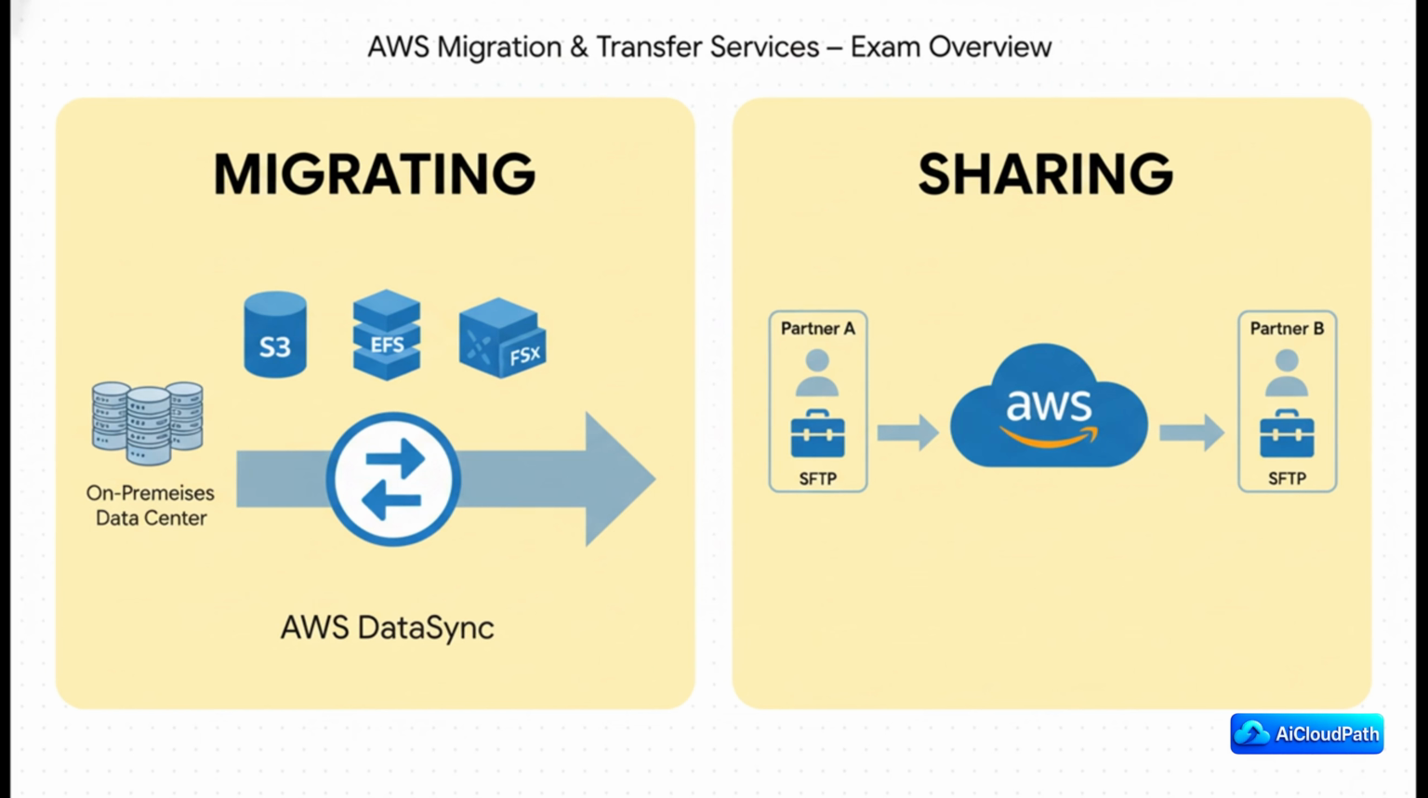But if what you need is a secure SFTP server for your business partners to drop off files, then you want the AWS Transfer Family. So think of it this way. DataSync is for moving in, Transfer Family is for sharing.